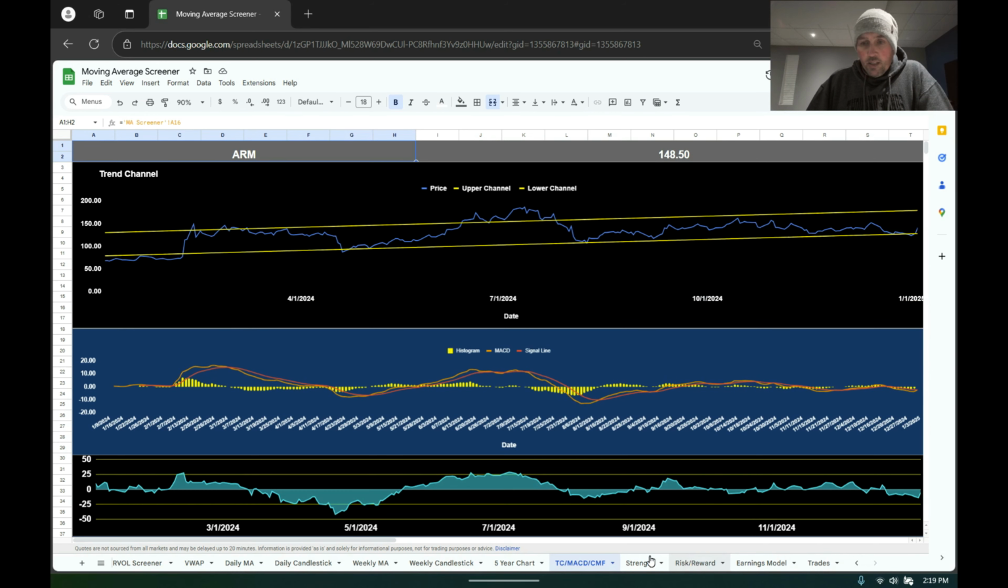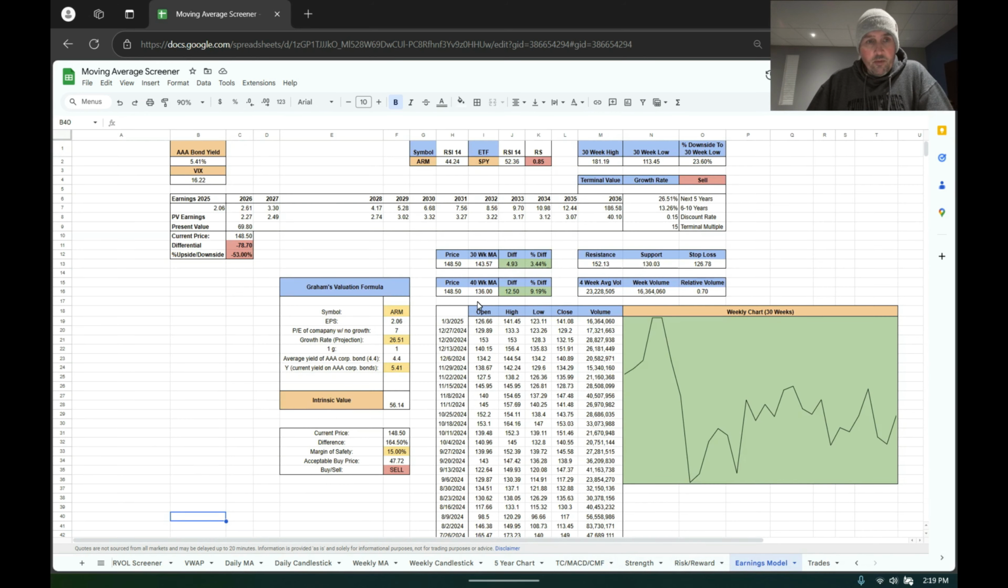If we look at the earnings, we may not have a growth rate from Finviz. We do. We do have a growth rate of 26%, but it's still very overvalued. We have a present value of $69 and a current price of 148.50, which tells us there's 53% of downside to this stock. So this is one of the more overvalued ones, along with ASML that we looked at.